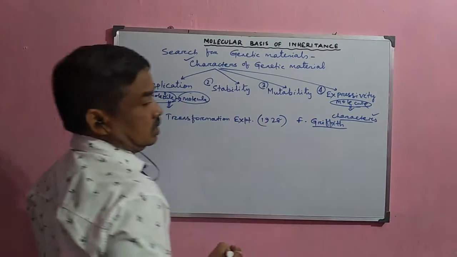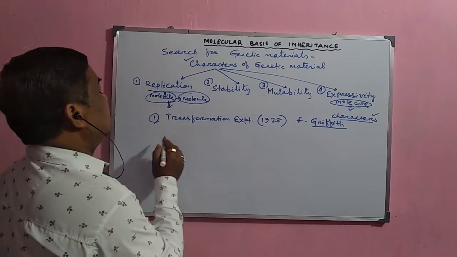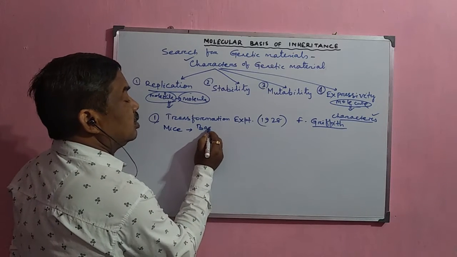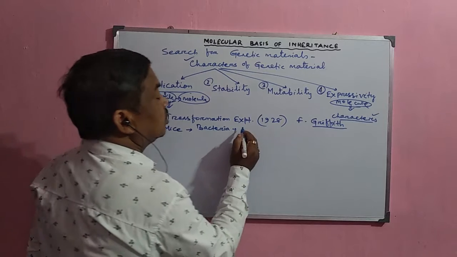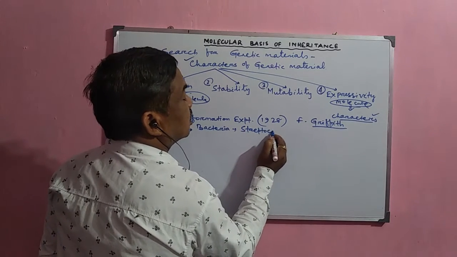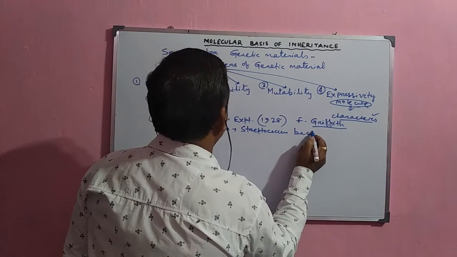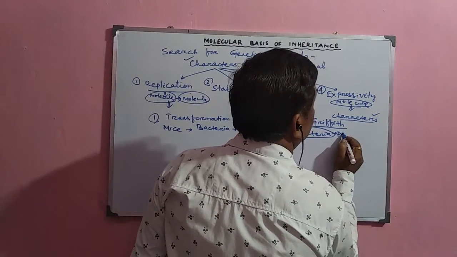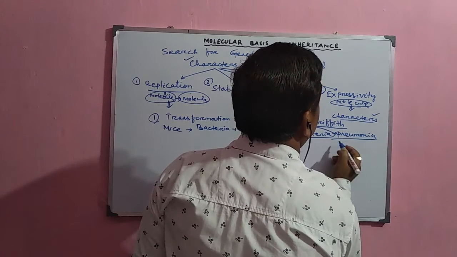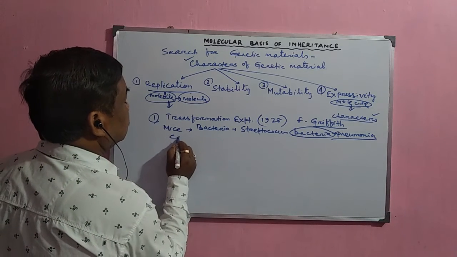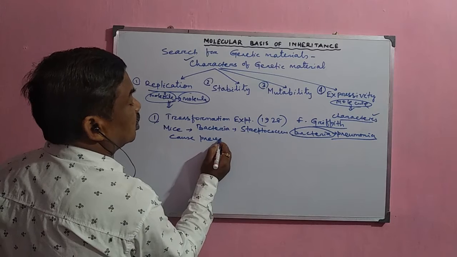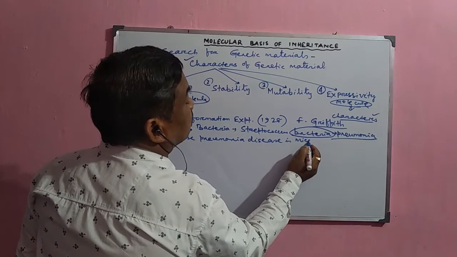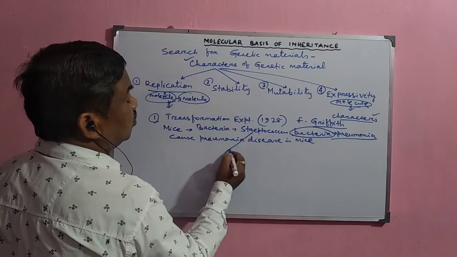in 1928. In his experiment, he took mice as the specimen and another bacteria, that is called streptococcus or diplococcus bacteria, streptococcus bacteria, which is commonly called streptococcus pneumoniae, and this streptococcus pneumoniae causes pneumonia disease in mice.